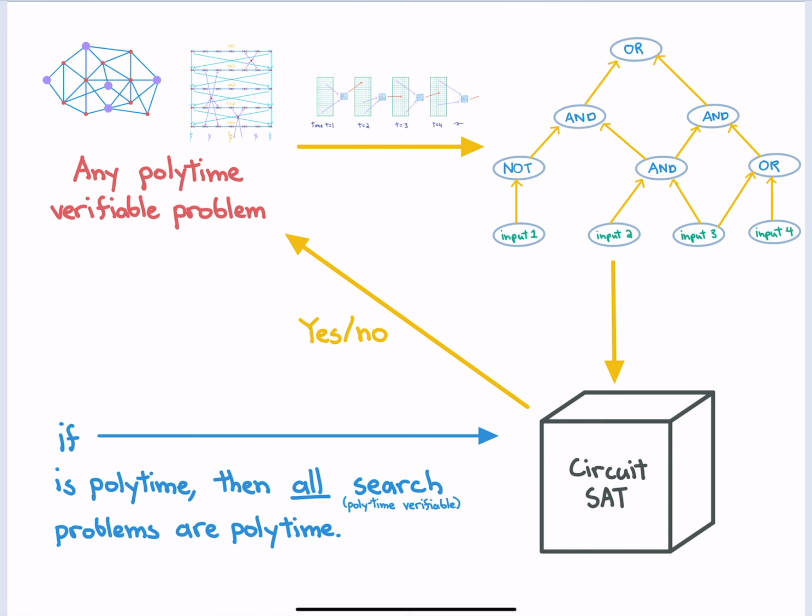I was a little bit hand-wavy in terms of going from a polynomial time algorithm to a circuit, but the exact details are not too important. It's the connection that's important. Does this make sense?